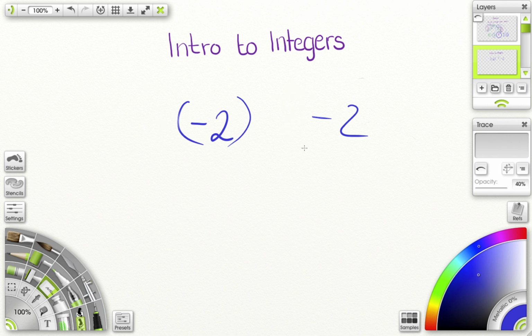So if I'm representing an integer, I want you to get into the habit that if you have a negative number, put it in brackets. So if I tell you -3, you do -3 and you put it in a bracket. So that's one way, is numeric.